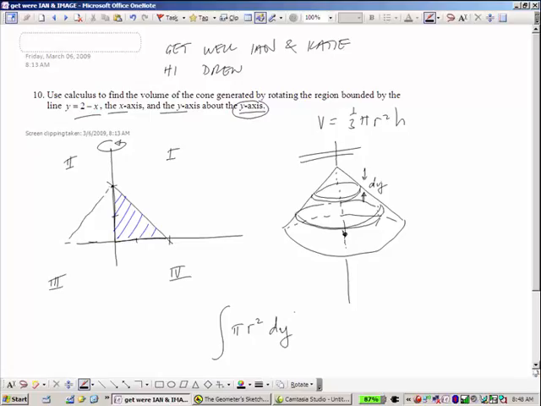Oh, yeah, you're totally right. Sorry. 1/3 pi r squared. Well, actually, the height of each little disc is dy. dy is the height, right? That's where that comes from.